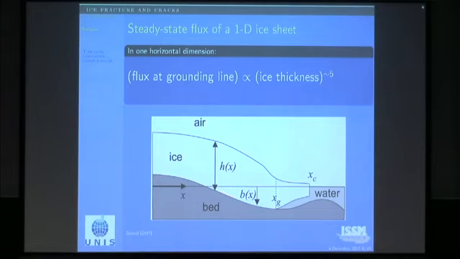We can characterize, we could derive, and maybe I should have shown the full equation here, given that this is a sort of mathematical workshop, but this is the way I usually present this, that we can characterize the flux at the grounding line as a function of the ice thickness to some very large power. So the amount of ice fluxing across the grounding line in steady state is a function of the ice thickness to something like the fifth power.